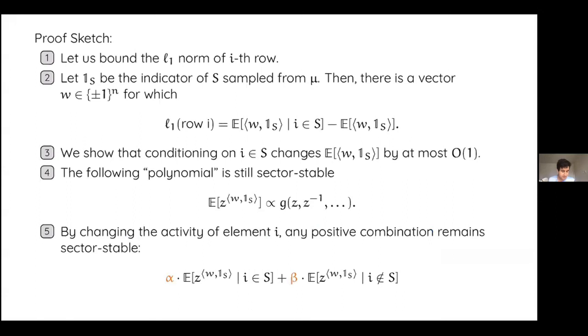So I just wanted to show you a quick sketch of why sector stability implies that the L1 norms are bounded. The proof uses somewhat standard tricks from complex analysis. It's nothing fancy. So let's say we want to show that the L1 norm of the ith row of the correlation matrix is bounded by a constant, right?